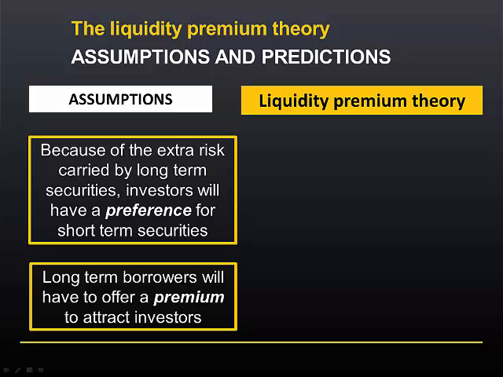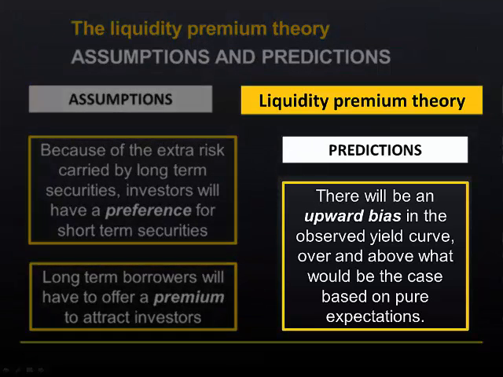We can now finish our summary of the liquidity premium theory. We've introduced the assumptions, and based on our discussion we can predict that there will be an upward bias in the observed yield curve over and above what would be the case based on pure expectations.